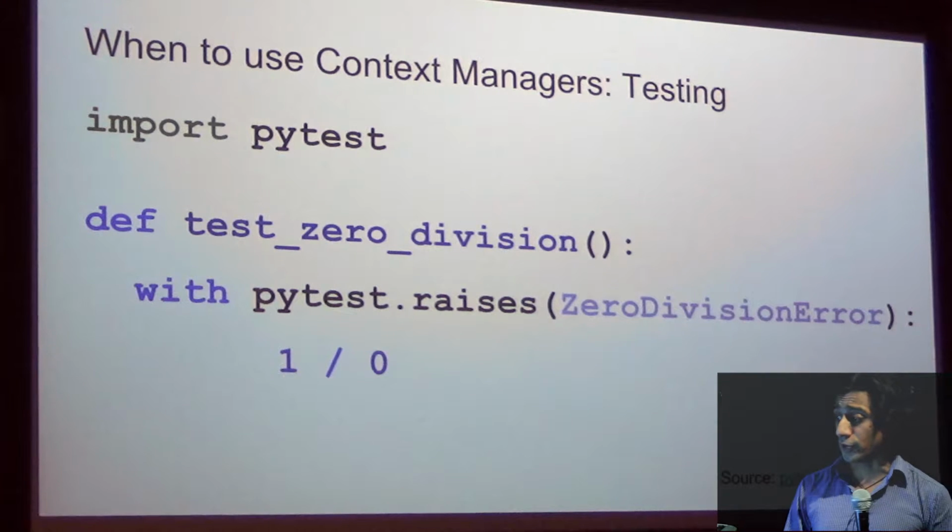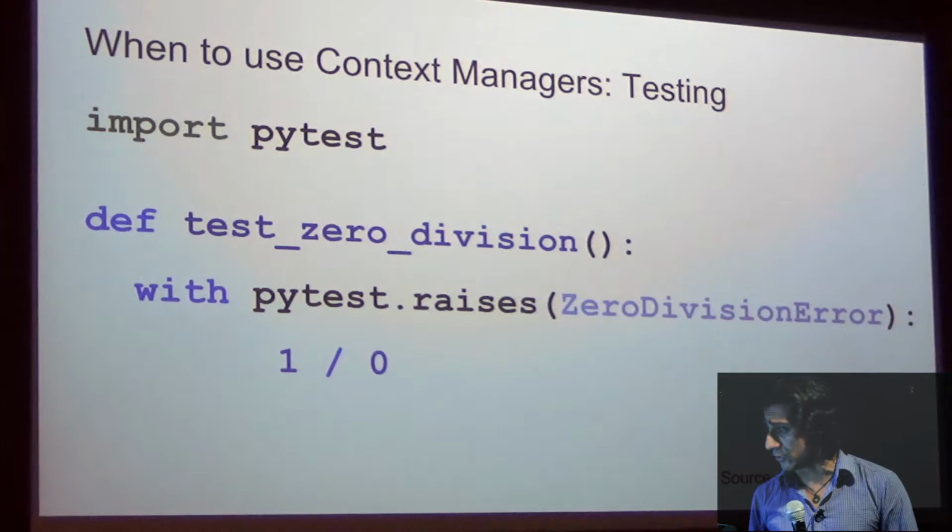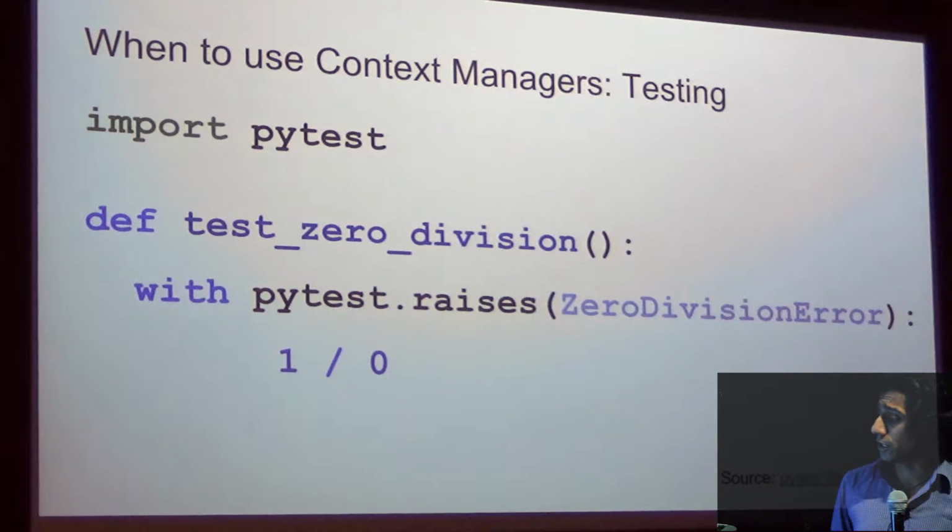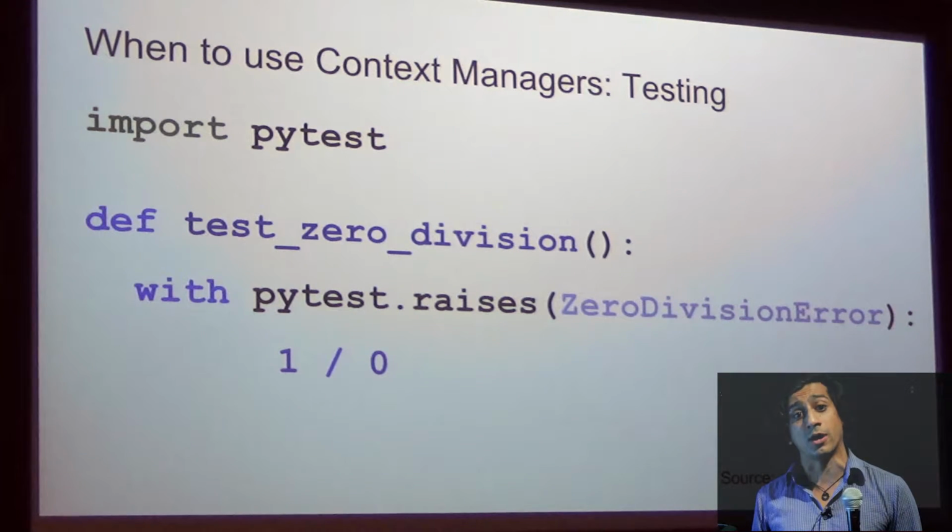Unittest in the standard library also provides the assertRaises helper function, and we can use that as a context manager. But there was a talk, I think a couple months ago, about pytest. So use pytest. It's a lot better. Fixtures will change your life, trust me.